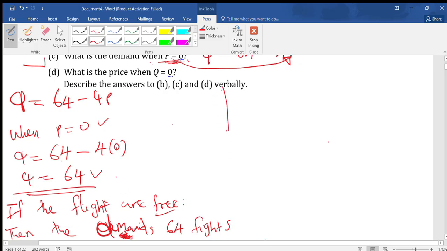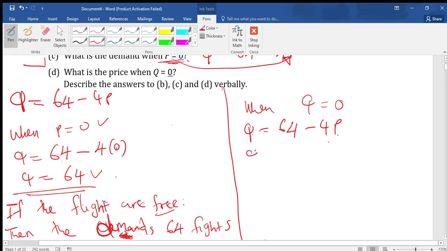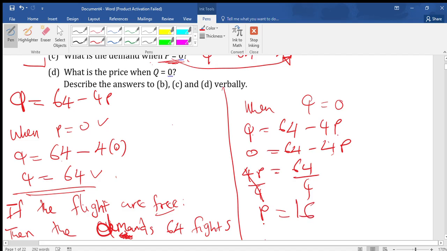But what about a situation where we are looking for P when Q is equal to 0? If Q is equal to 64 minus 4P, we are solving for price. After the Q we put in a 0, so 0 equals 64 minus 4P. That goes to the other side and becomes positive 4P equal to 64, so P equals 64 over 4, and the value of P becomes 16.